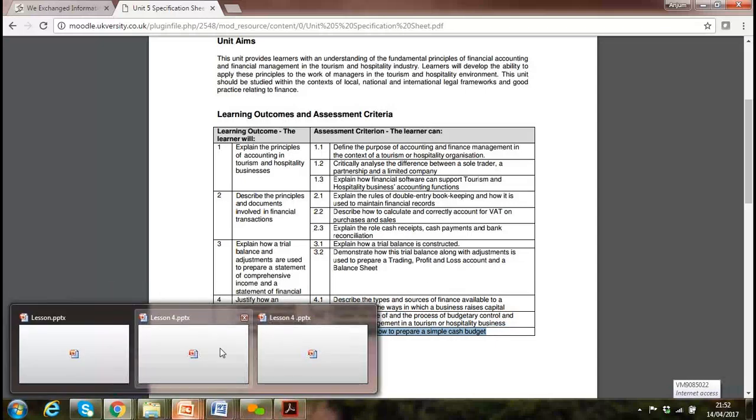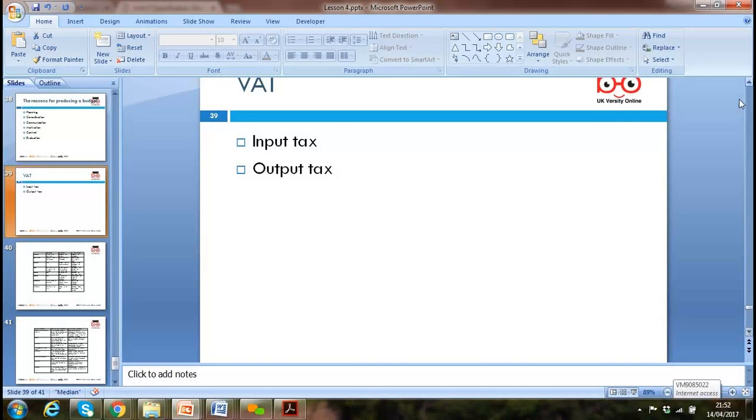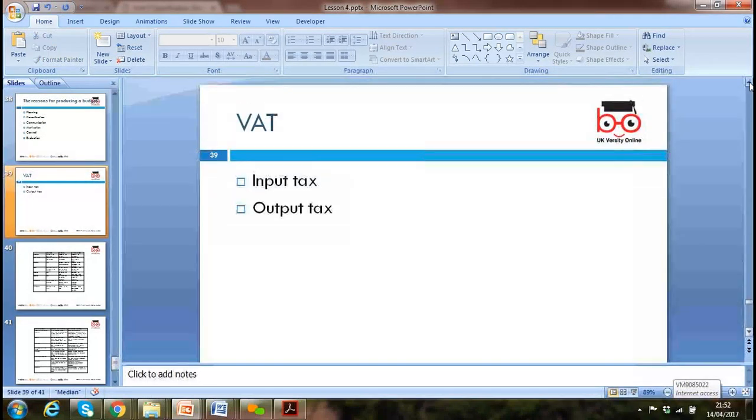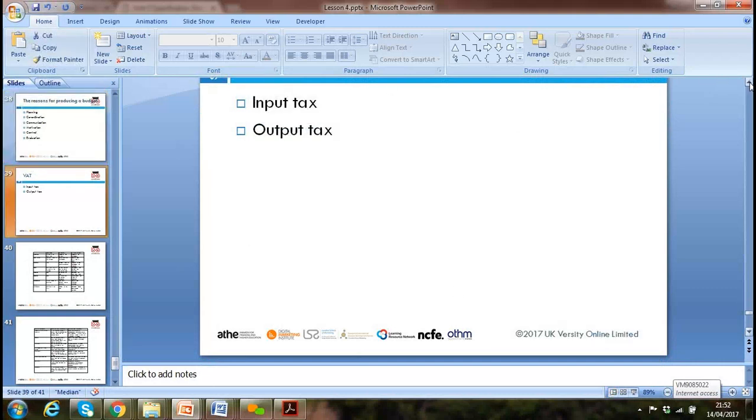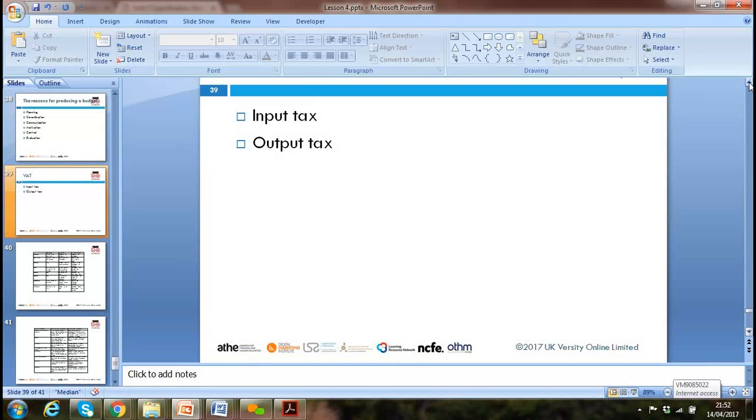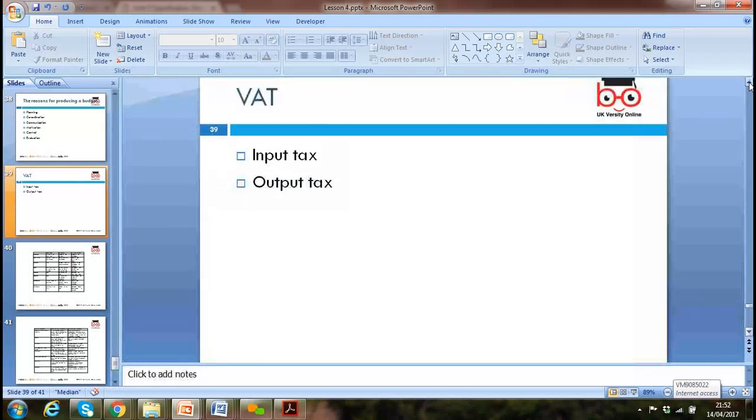I'll go through VAT with you. VAT is value added tax. In the UK, there is a turnover threshold of 87,000 pounds. It used to be 83,000 or 85,000, but this year it has increased, and it changes slightly every year. If your company's turnover, your sales, reaches 87,000 pounds, you must register for VAT. It becomes a compulsory registration with HMRC.